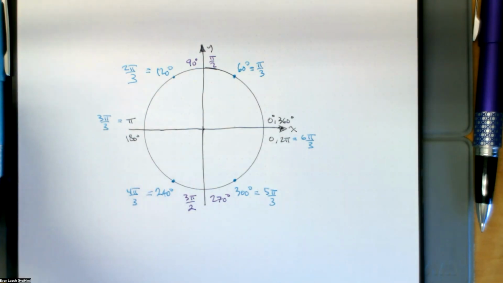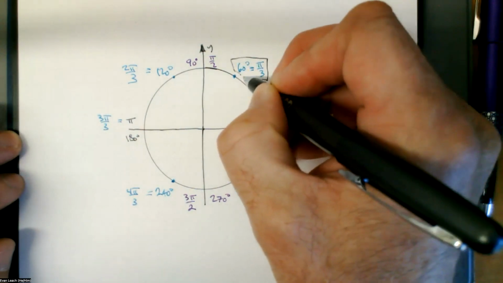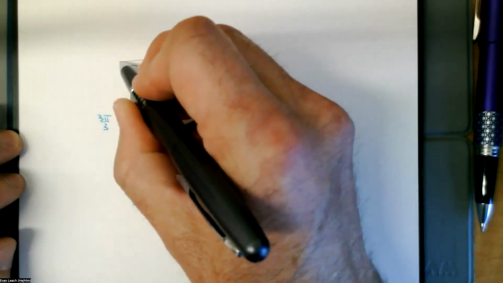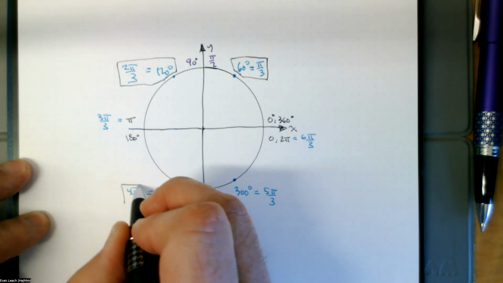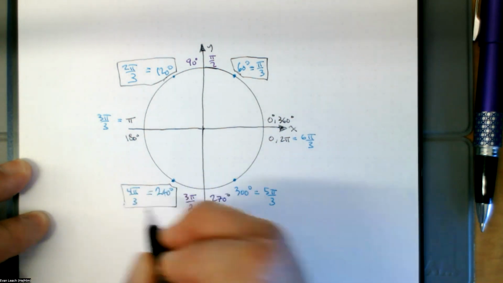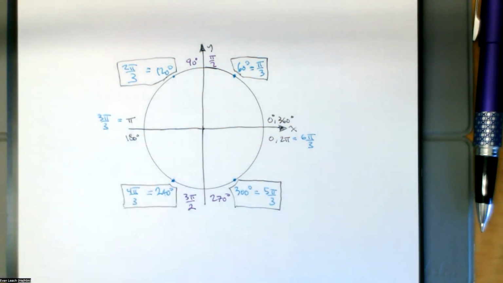The ones that we're going to want to remember are the ones that land in the quadrants. 60 degrees is pi over 3. 120 is 2 pi over 3. 3 pi over 3 can be simplified, so we just call that pi. 4 pi over 3, that's going to be 240. And 5 pi over 3 is 300. Everything pi over 3 that's not simplified is going to correspond to a 60-degree reference angle. Pi over 3, 2 pi over 3, 4 pi over 3, and 5 pi over 3.